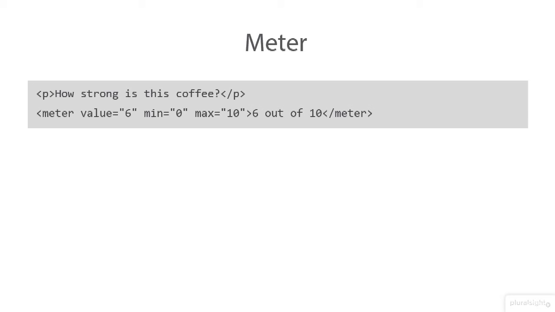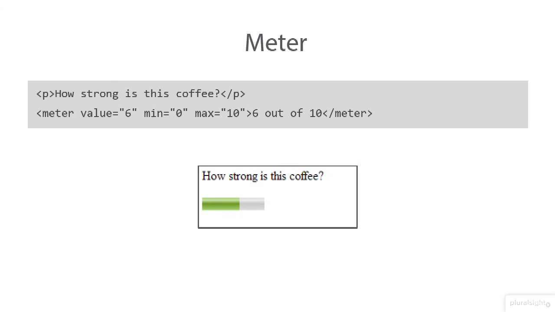The next element is the meter tag. As the name implies, this tag is used to represent a value within a range or a fractional value. Typically, we could use this to show a percent of completion, or how much space the user still has in his cloud storage folder, for example. Here in the sample, we're using the meter tag to indicate how strong a particular type of coffee is. This is indeed a fractional value.